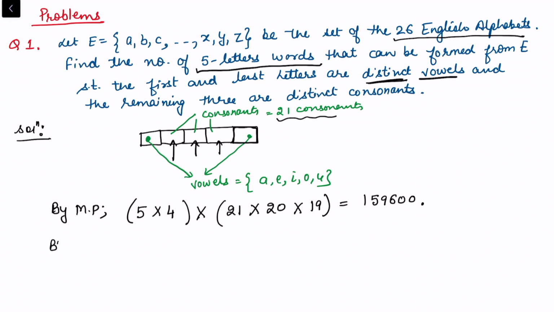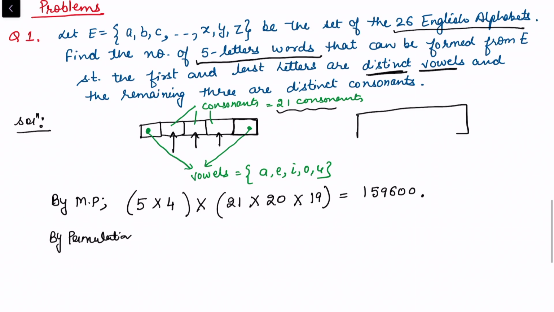the permutation way. So by the permutation way, say there are 2 places that we want to fill. If I look again at this question, 1, 2, 3, 4, 5, there are 5 boxes. And in the first and the last box, I want to place the vowels. So there are 5 vowels which I want to fill into the first and into the last box. So out of 5 vowels, we want to permute 2 vowels.